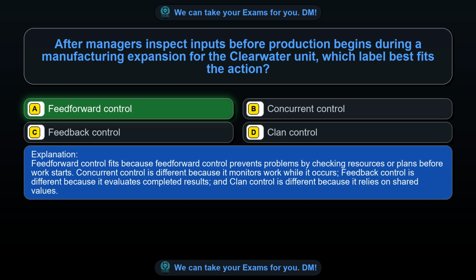Feed-forward control fits because feed-forward control prevents problems by checking resources or plans before work starts. Concurrent control is different because it monitors work while it occurs. Feedback control is different because it evaluates completed results, and clan control is different because it relies on shared values.